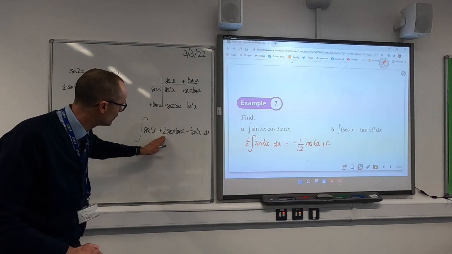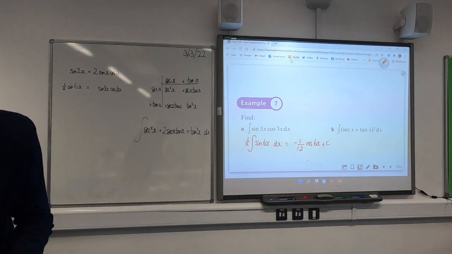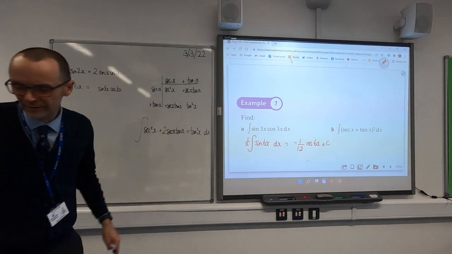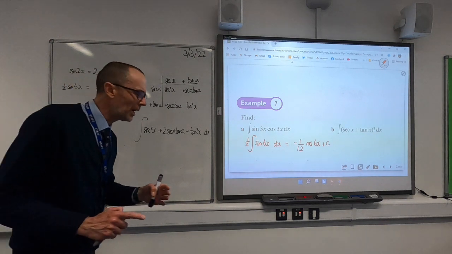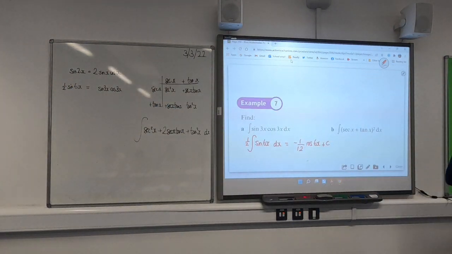That's going to give me 2 lots of sec. This is a pain. Can't see tan squared on there. But something rings a bell. Tan squared.